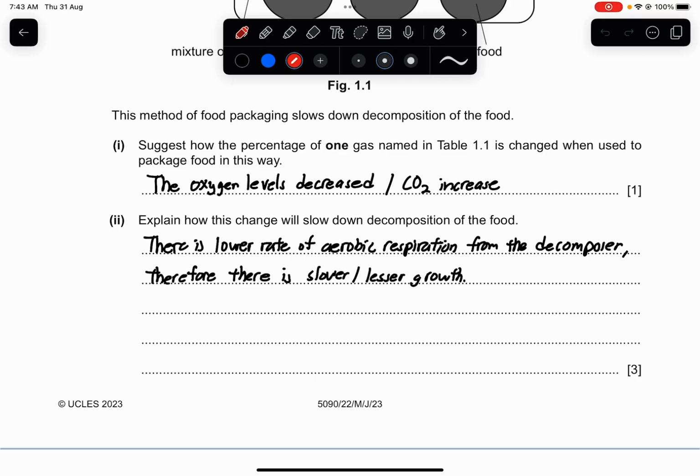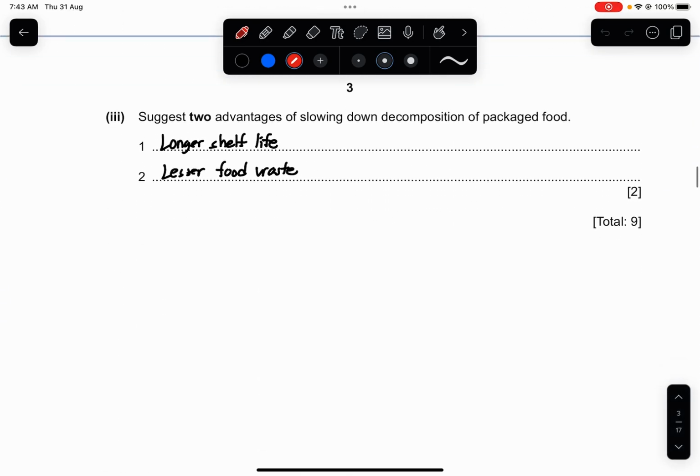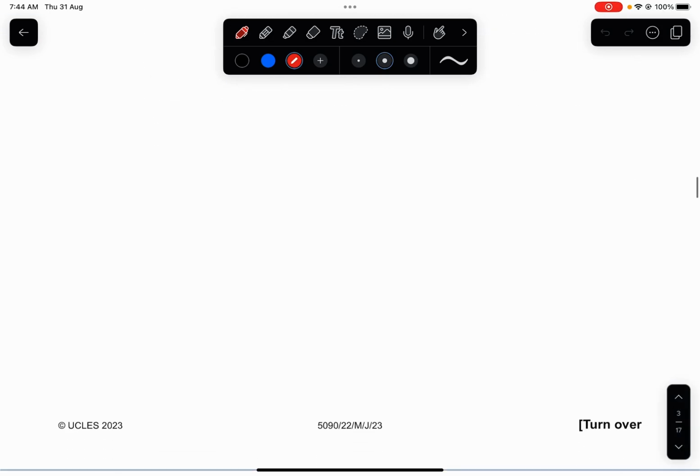So there will be a lower rate of aerobic respiration from the decomposer, therefore there is slower and lesser growth from it. Part 3. Suggest 2 advantages of slowing down decomposition of packaged food. So longer shelf life and probably lesser food waste.